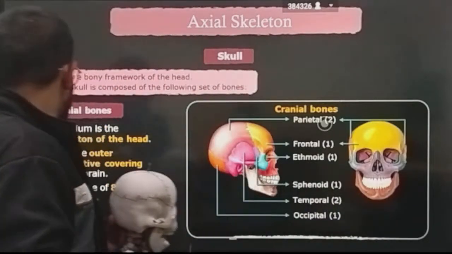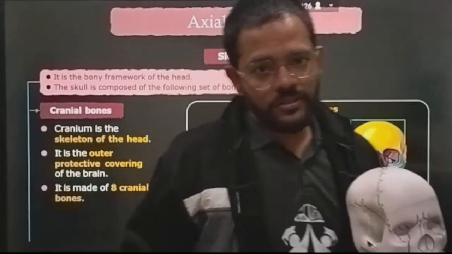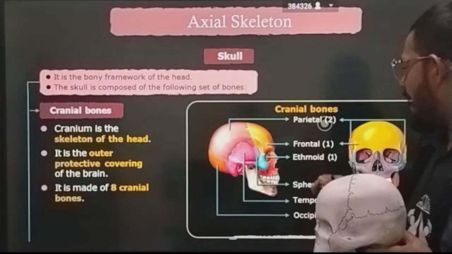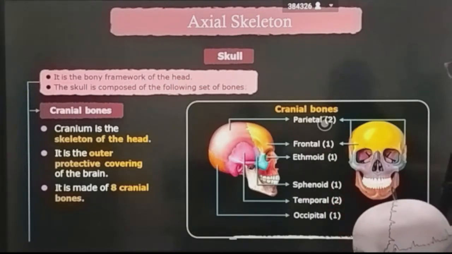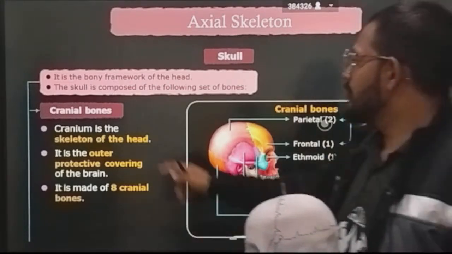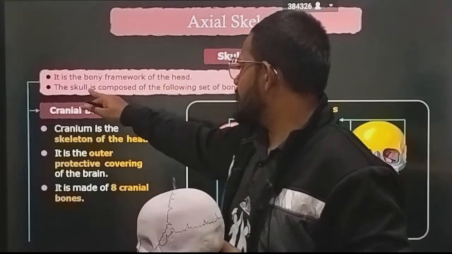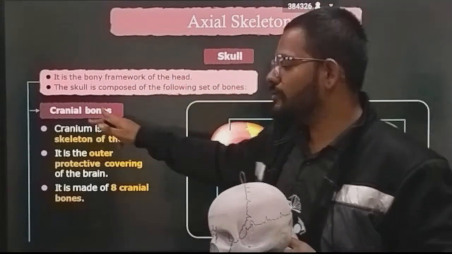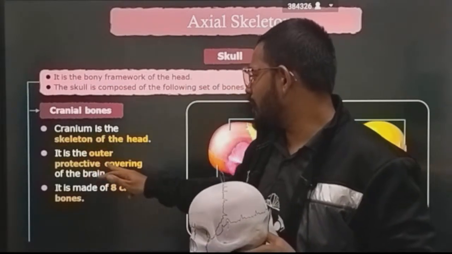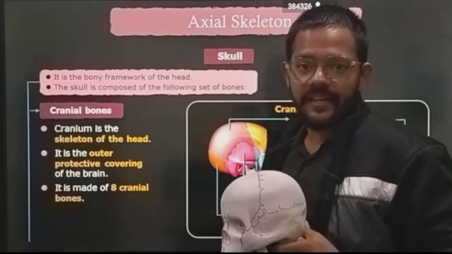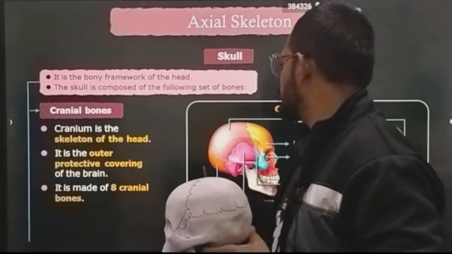So these all are the cranial bones, 8 in number: 2 parietal, 1 frontal, 1 ethmoid, 1 sphenoid, 2 temporal, and 1 occipital, total 8. So it is the bone framework of the head. The skull is composed of the following sets of bones. First we have cranial bones. The cranium is the skeleton of the head. It is the outer protective covering of the brain. It is made up of 8 cranial bones.